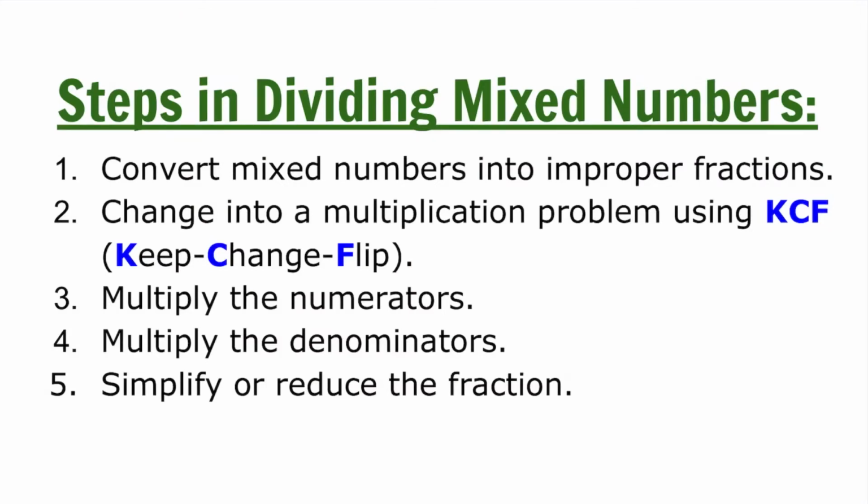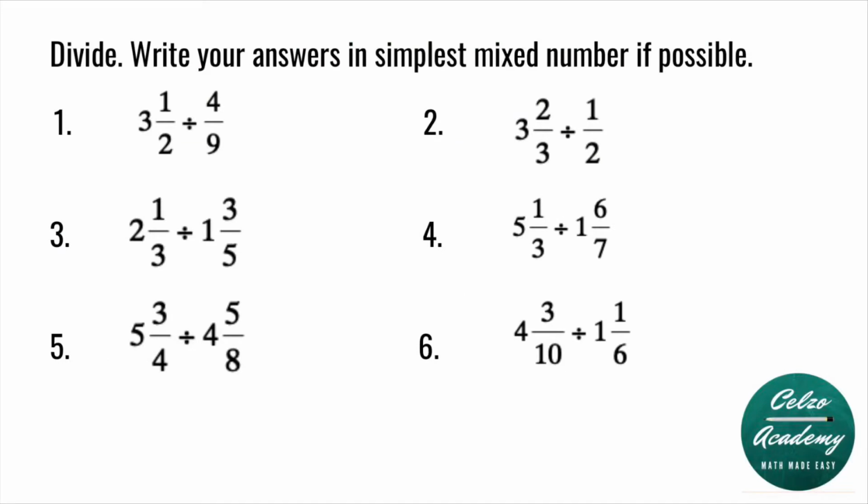1. Convert mixed numbers into improper fractions. 2. Change into a multiplication problem using KCF or keep change flip. 3. Multiply the numerators. 4. Multiply the denominators. And number 5. Simplify or reduce the fraction. Here are the 6 examples. Give it a try and play the video whenever you're ready for the solutions.